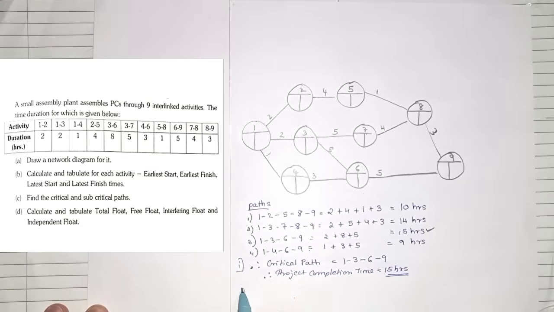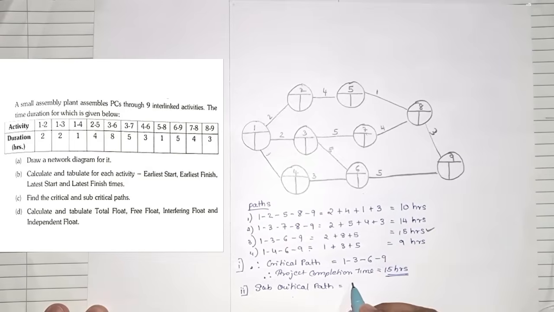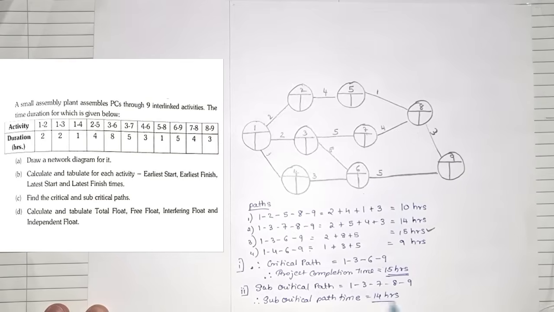And secondly, they also asked you to find the subcritical path. So I'll write here subcritical path. Now the subcritical path is the second highest. So this was the highest, 15 hours. The subcritical will be the second highest, which is 14. So that will be 1-3-7-8-9. And we'll write it as subcritical path time was 14 hours.